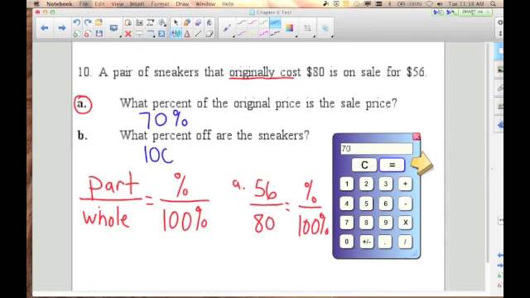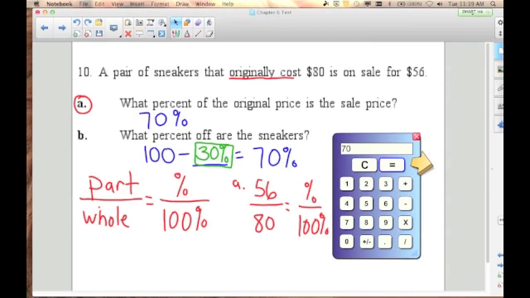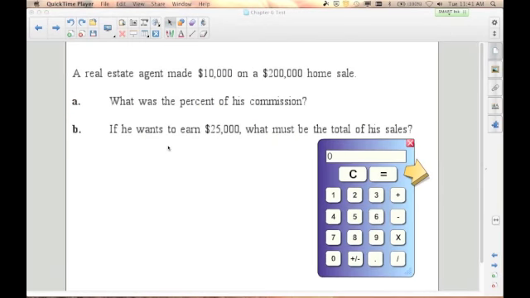Then that's how much I paid for the sneakers. The whole price was 100%, and I paid 70%. So I saved 30% of the original price. That's how much it was discounted.